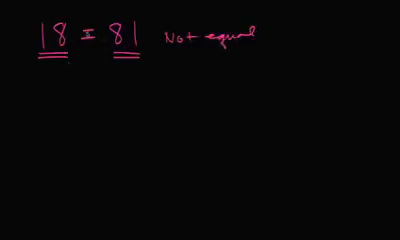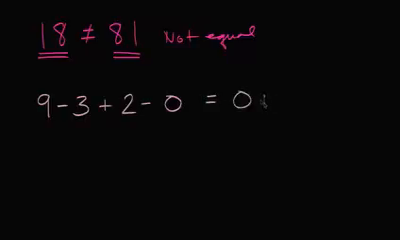And sometimes you might even see someone do something like this. That means not equal. 18 is not equal to 81. Let's keep going. What if I were to write 9 minus 3 plus 2 minus 0 is equal to 0 plus 1 minus 1 plus 8.